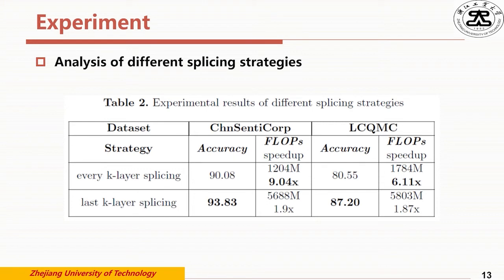We also analyze different splicing strategies. The experimental results are shown in Table 2. The accuracy of the 2 strategies improves to different degrees compared with FastBERT. We can choose different splicing strategies according to the actual situations of the industry. If the accuracy is more critical, we can choose the splicing strategy of the last key layers. Otherwise, we can choose the splicing strategy of every key layer.